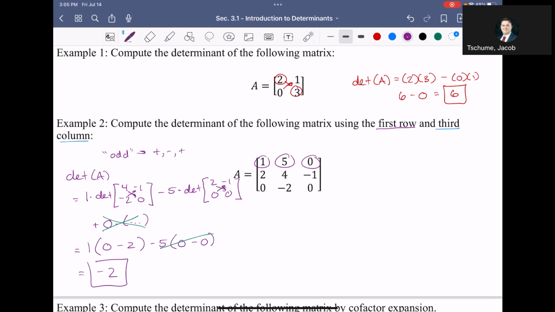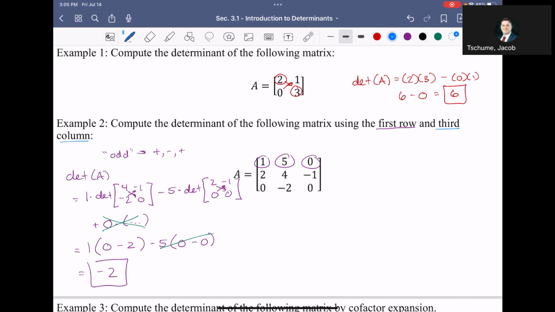And in case you were wondering, determinants can be negative. There's no problem with that. You just got to make sure you're careful with it. So that's row 1. Let me change gears now. I'm going to work the problem again, and we should get the exact same answer, but let me show you what happens when I pick the 3rd column.